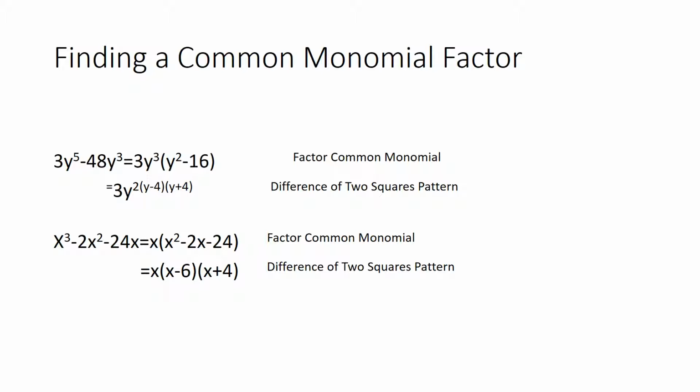Another one is x cubed minus 2x squared minus 24x. And when you find the common monomial, you get x times x squared minus 2x minus 24. And factoring the trinomial, it is x times x minus 6 in parentheses times x plus 4.